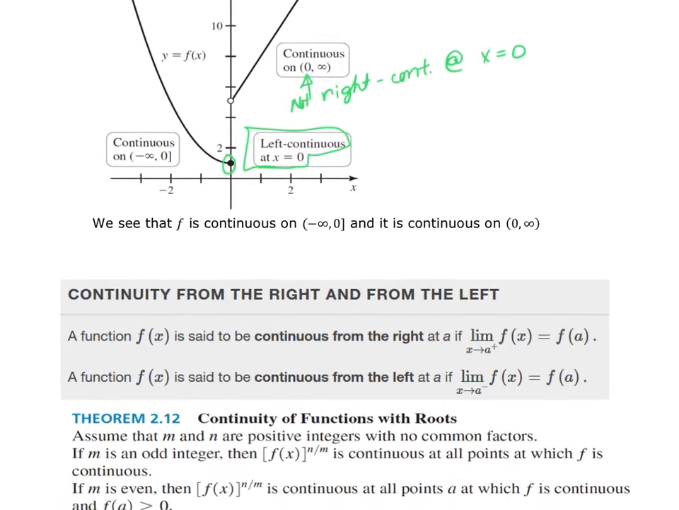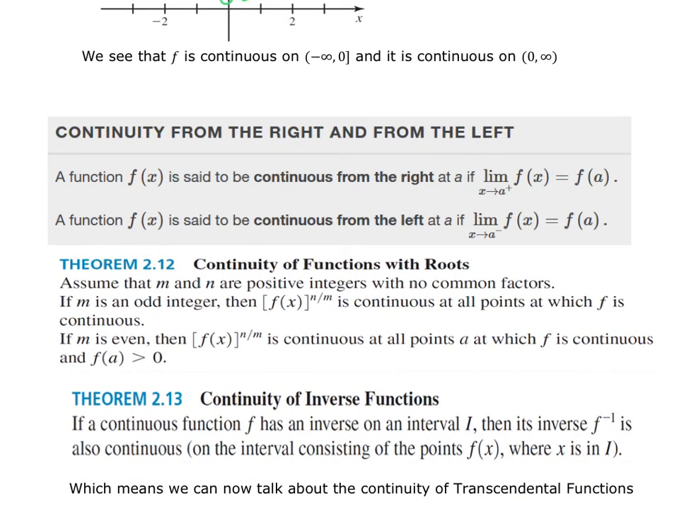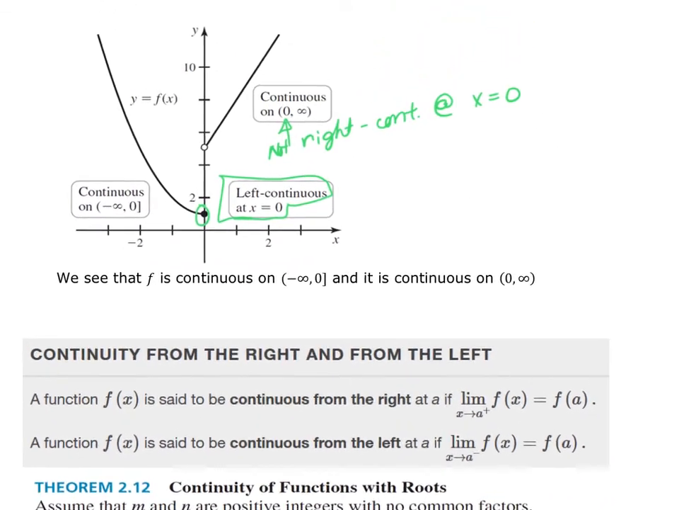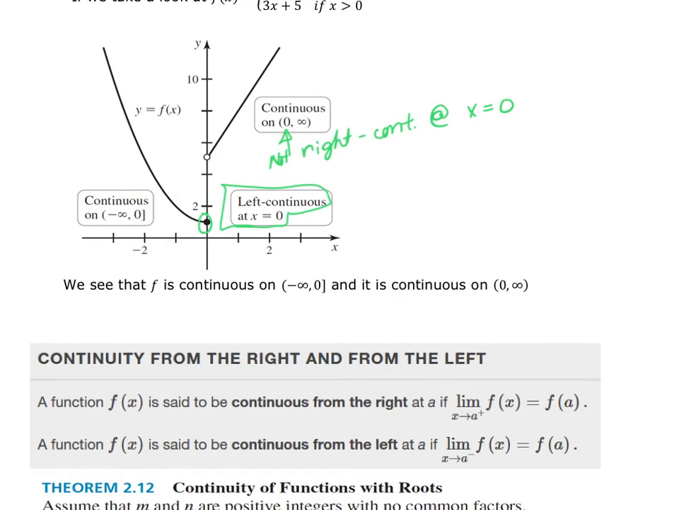So that gets us to how we define left and right continuity. f of x is said to be continuous from the right if, as x approaches a from the right, f of x equals f of a. We say f of x is left continuous, or continuous from the left, at a if the limit as x approaches a from the left of f of x is equal to f of a. And you can see from our example up here that this is not right continuous because f of 0 is not that point there.